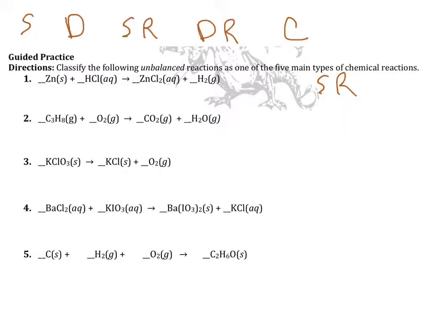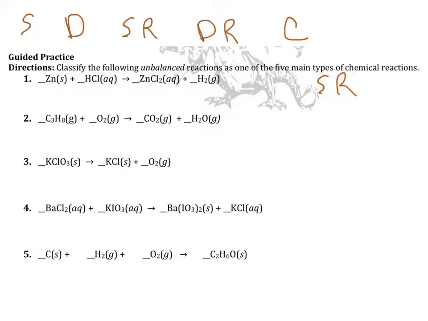Now, we have not talked about balancing chemical equations, but these are all unbalanced chemical equations. And the reason why it's unbalanced is because we need the same number of each type of atom on each side. And so even though we haven't learned this yet, I'm going to go ahead and balance this.